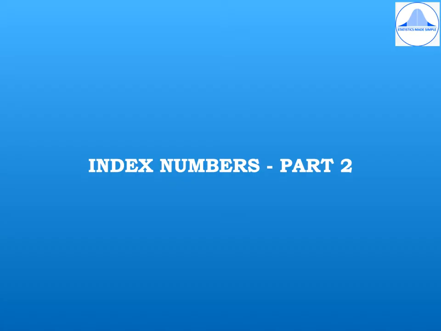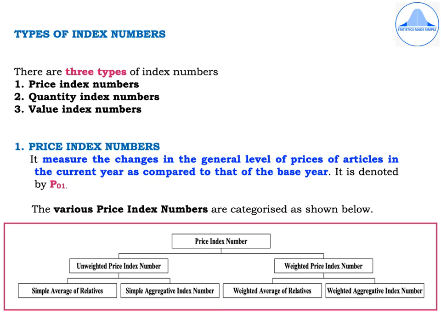In Index Numbers Part 2, we'll be learning different types of index numbers. Under types of index numbers, we have three types. The first one are price index numbers, second quantity index numbers, and third value index numbers. So let's start with the first, that is price index numbers. So what are price index numbers?